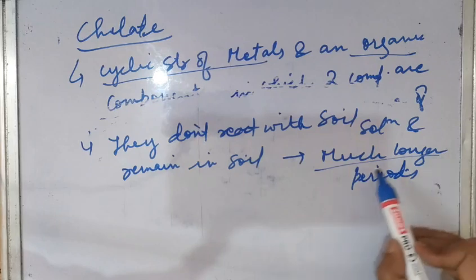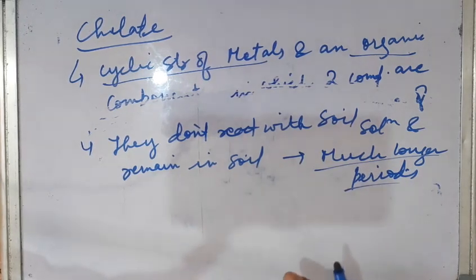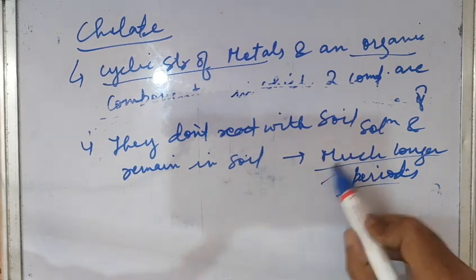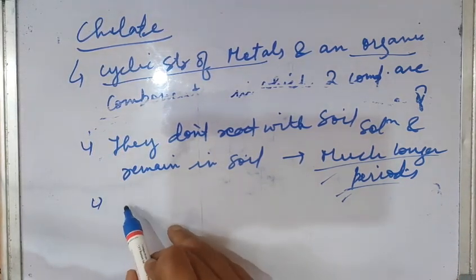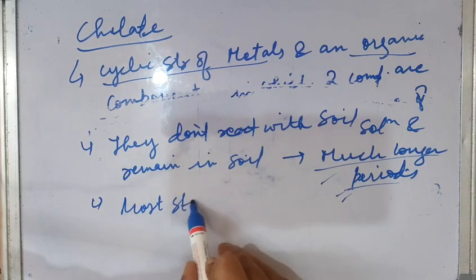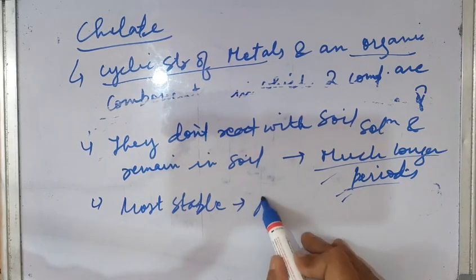That is why they remain for much longer periods. When the normally available compounds are destroyed or not easily used by plants, then the chelated compounds are highly used by plants. They are more stable in adverse conditions. They remain very stable in adverse conditions.